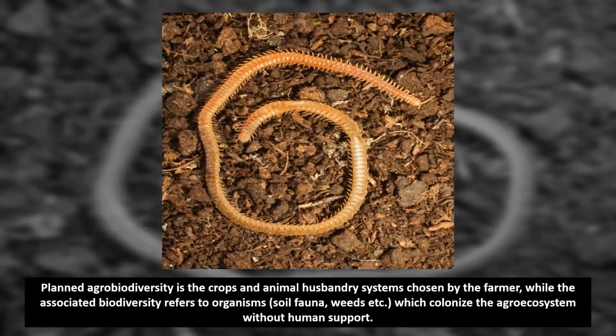A point to be noted when looking at the scope of agrobiodiversity is that we can make a distinction between the planned or controlled biodiversity and the associated biodiversity. Planned agrobiodiversity is the crops and animal husbandry systems chosen by the farmer, while the associated biodiversity refers to organisms, including soil fauna and weeds, in that system which colonize the ecosystem without human support.